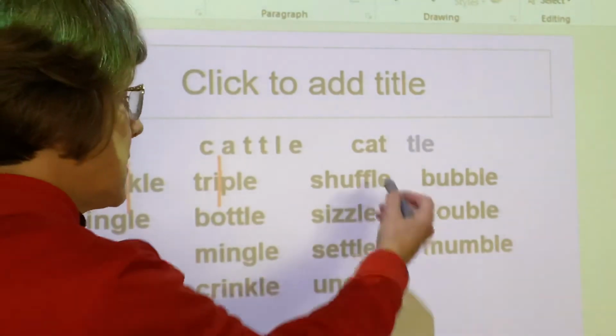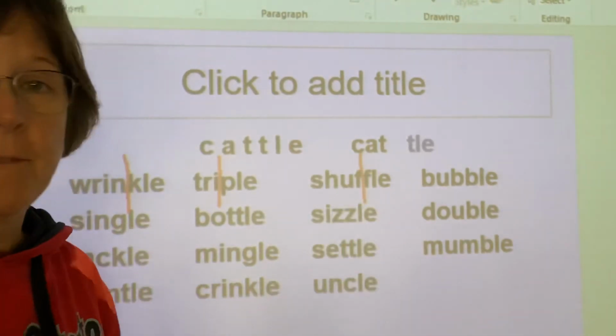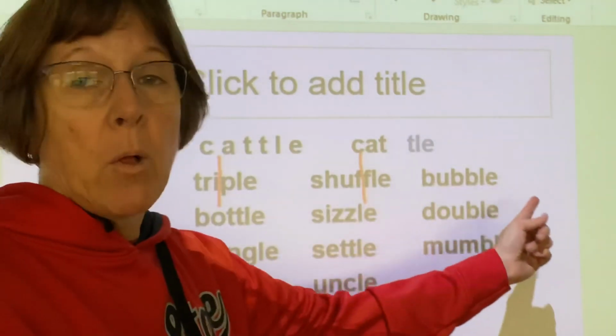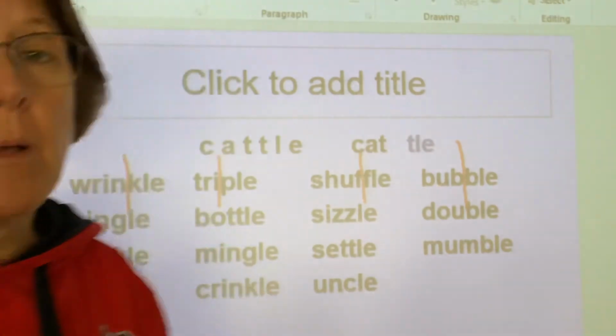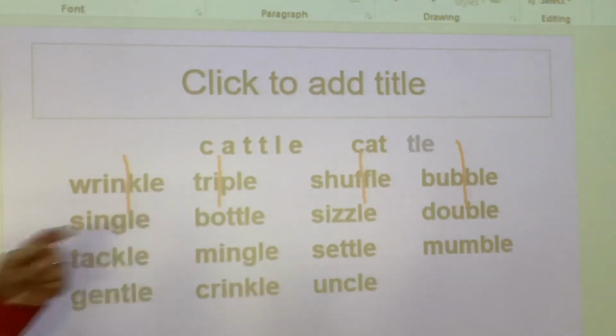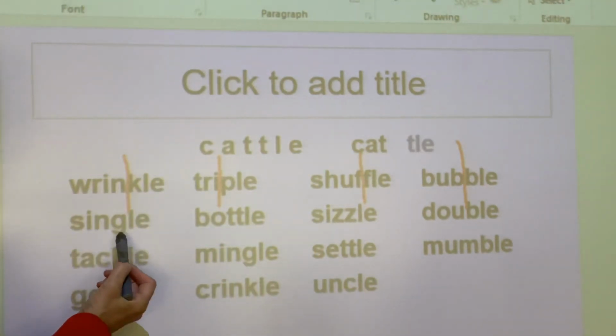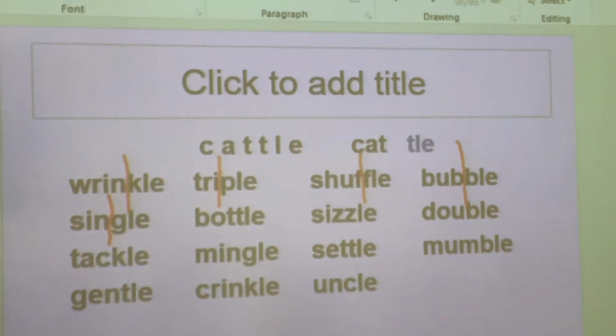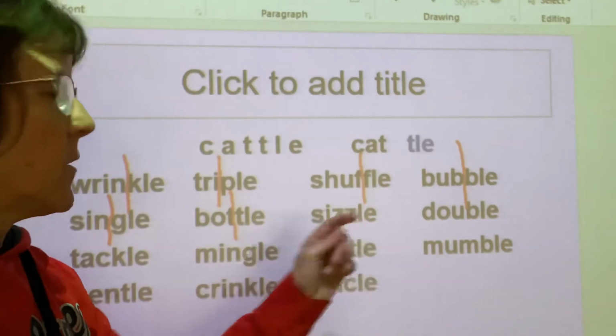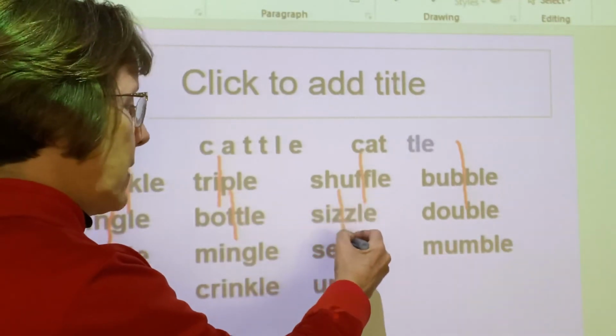Shuffle. Split it between the two F's. Bubble. Split it between the two B's. Bub, bull. Single. Well, I know the G has to go with the LE. So if I were to divide it into syllables, it would be SIN and then GLE. Bottle, between the two T's. Sizzle, between the Z's.